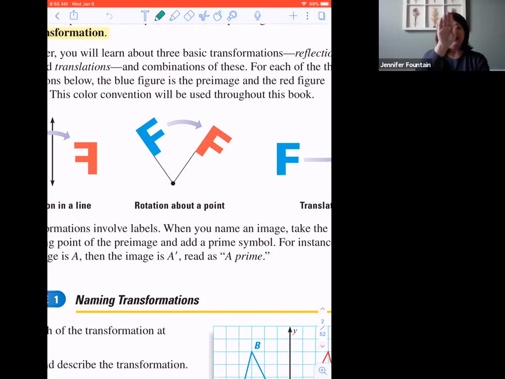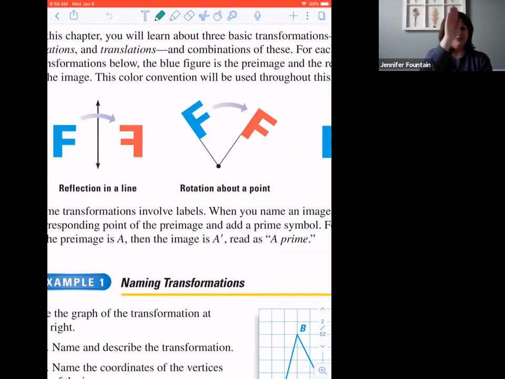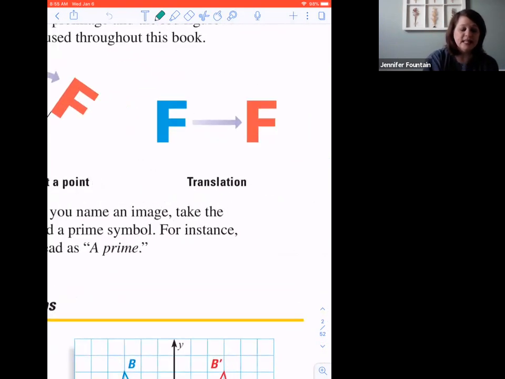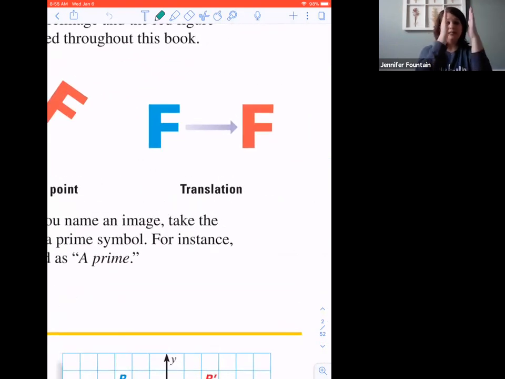So basically, when we think about a reflection, it's flipping. A rotation is where it's turning. And then a translation. We can see where a translation, my F started and all it did was slide over. So we can also call a translation a slide. It just looks like it slid from one side to the other. It didn't turn, it didn't flip, it just slid. So everything's still in the same direction.